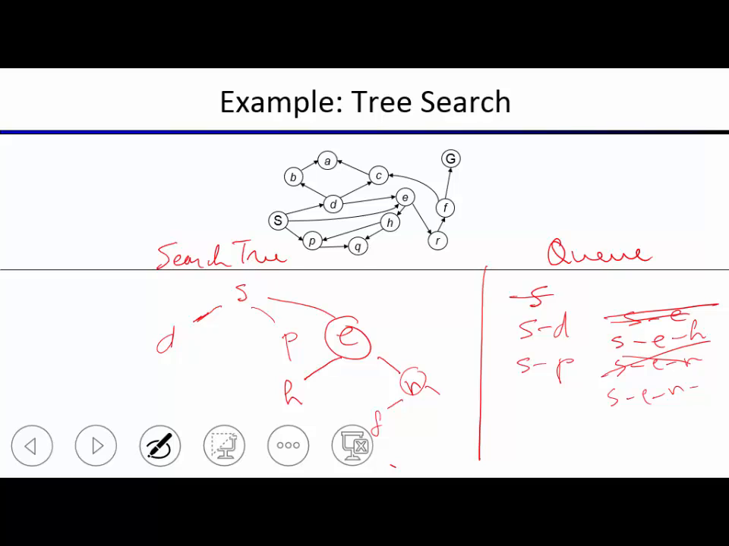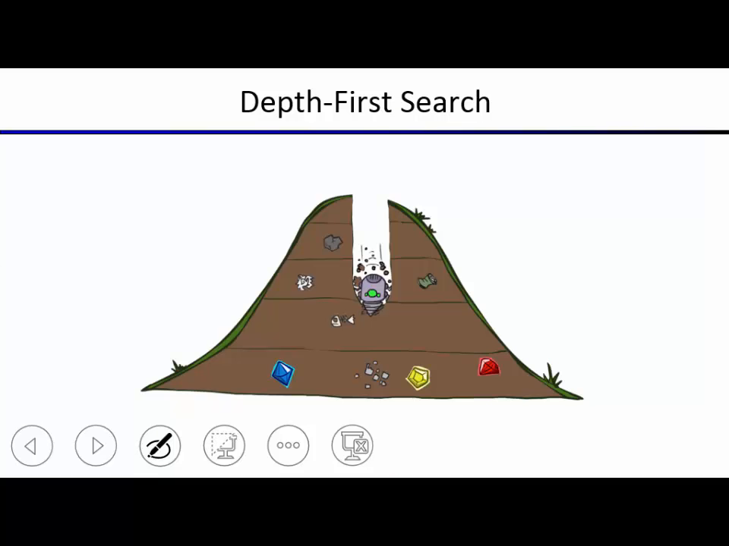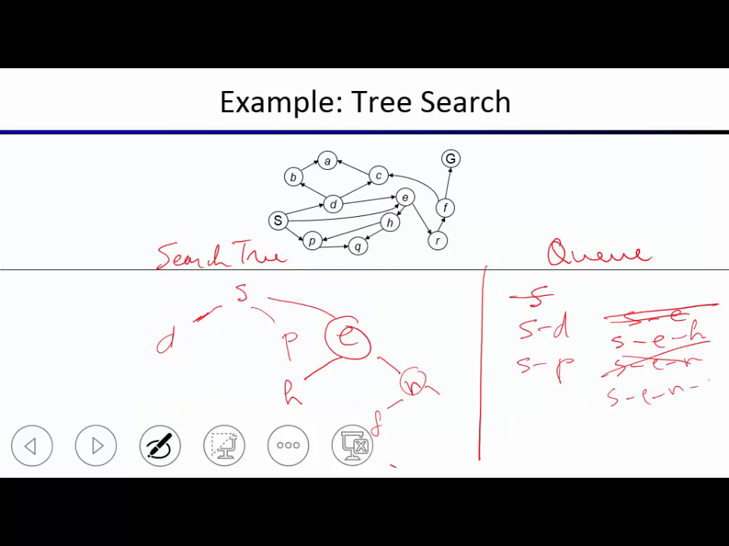What do you want to expand next? I hear F. I'd agree with that. So we expand F, which leads us to the goal. The one with F will be gone here, and we'll have, oh, don't erase. S, E, R, F, G.